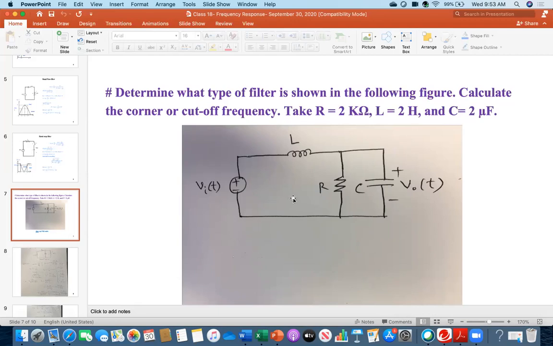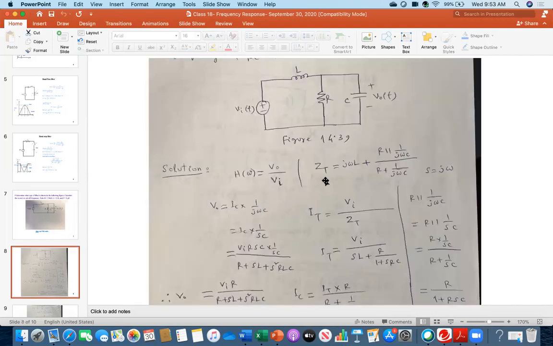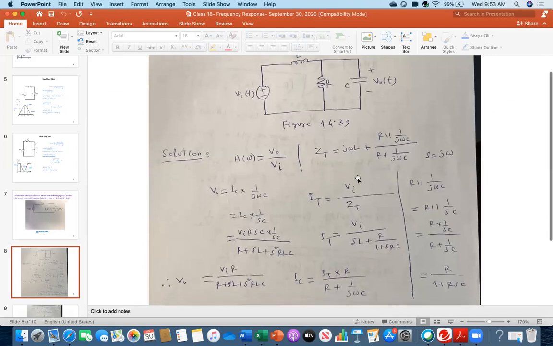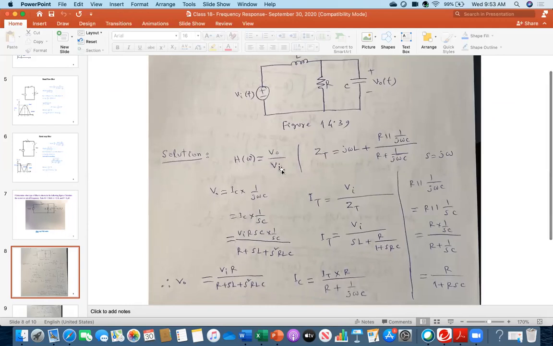So everybody see, I am calculating it here. First, that is my circuit. First, you see what I am doing: I just wrote down H omega equals V0 over Vi.